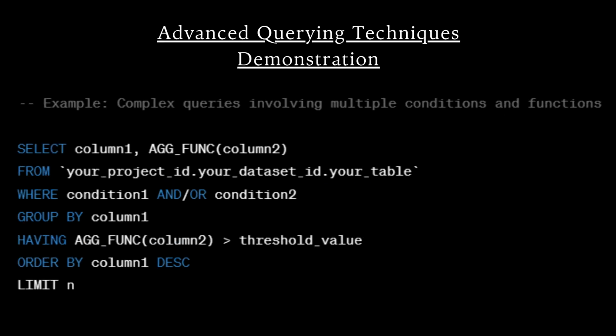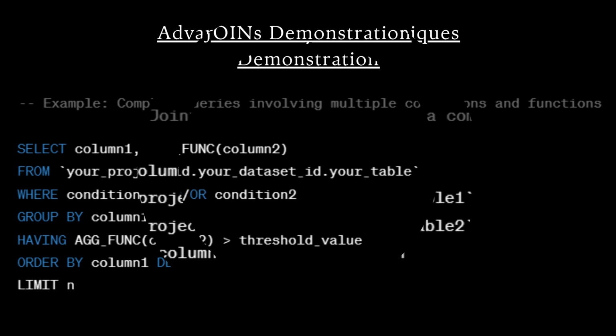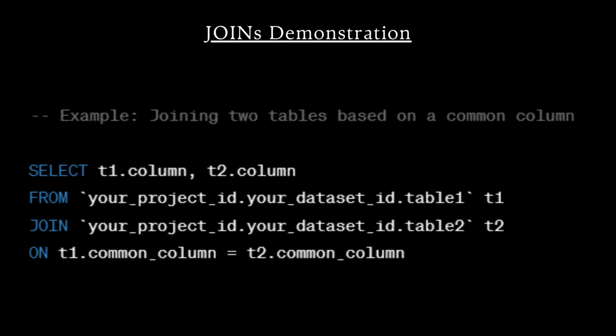Now, let's elevate our querying game with advanced techniques. BigQuery empowers users with a rich set of tools for complex analysis. Here, multiple conditions, aggregations, and sorting converge to extract precisely the insights we seek. Enter joins. These operations are essential for combining data from different tables based on a shared column, enriching our analysis.